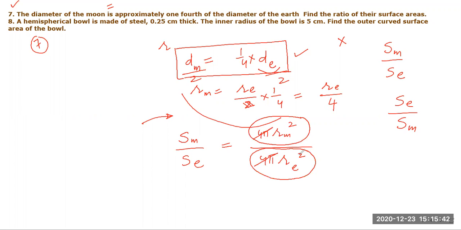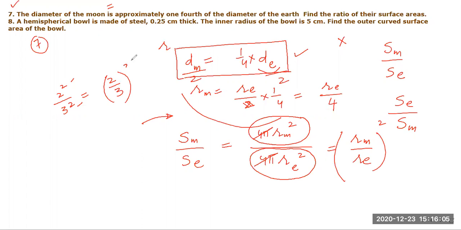So Rm square by Re square is equal to Rm by Re whole square. How we got this? Students, 2 square by 3 square is equal to, see, powers are same. Powers are same. So bases will be divided. 2 by 3 whole square. Okay. But Rm by Re I know. What is Rm by Re? Yes, tell me, what is Rm by Re?